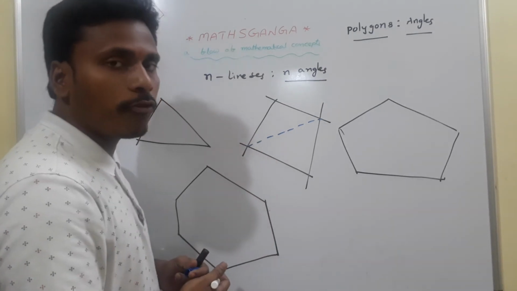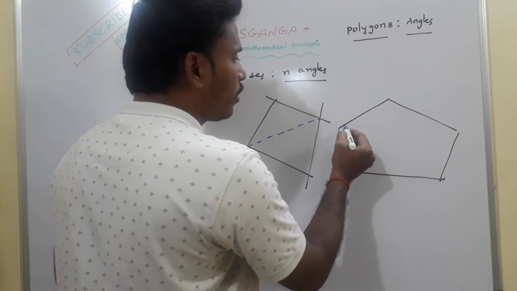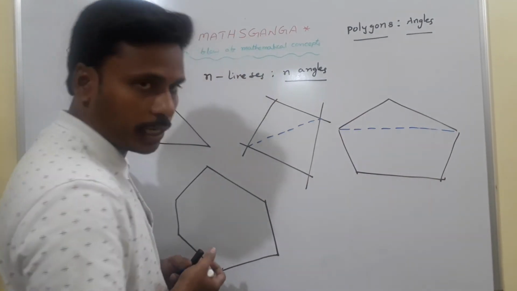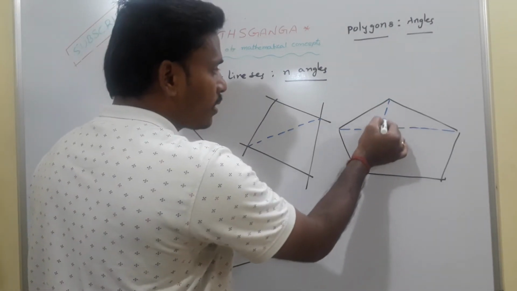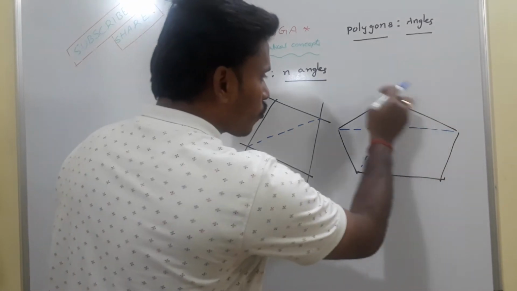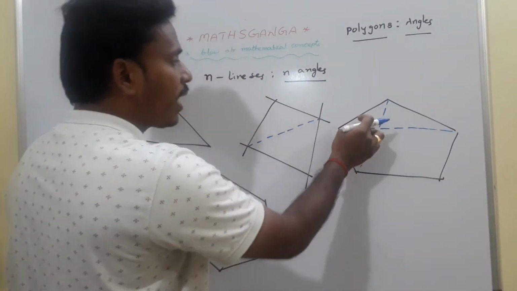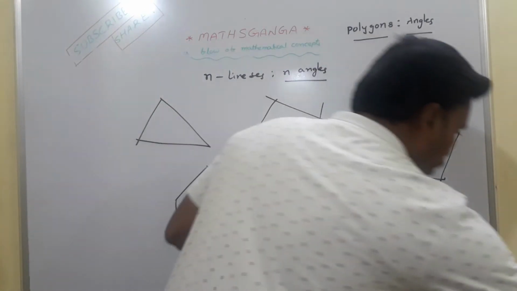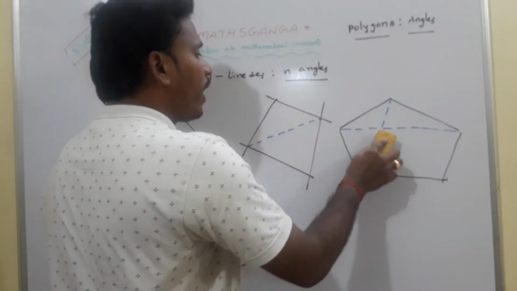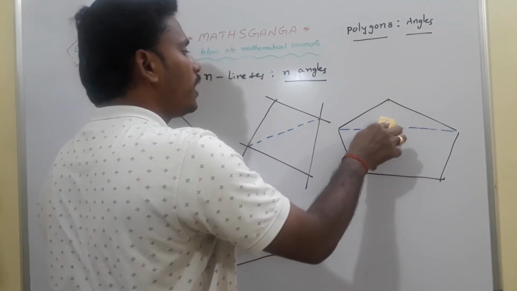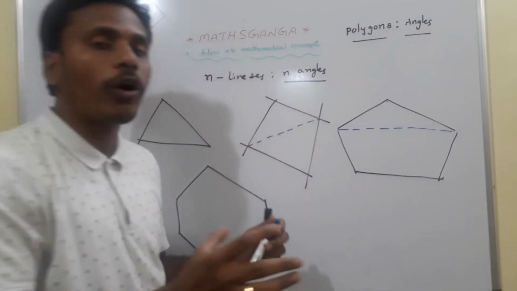Coming to the polygon of five sides, this is one triangle of the pentagon, and if I join a line like this, this is another triangle. If you observe, the first triangle and the second triangle have a common area. So we don't call these disjoint triangles. We need to divide the whole area of this pentagon into different disjoint triangles.